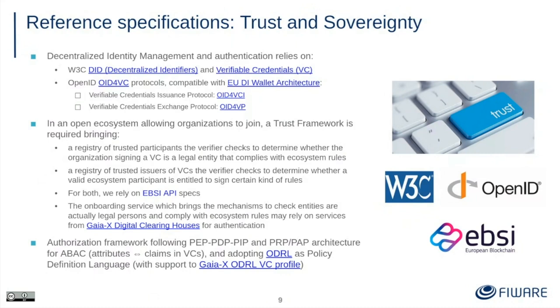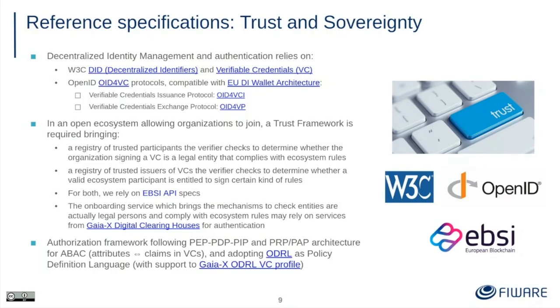In order to have the authorization part of our framework, we're following the well-established PEP, PDP, PIP, PAP architecture for attribute-based access control. Attributes in this case are the claims of the verifiable credentials, and we're building the access control based off that. If you don't have a full understanding of what the PXP stuff means, this will come in the next part of the presentation. But this is the essential architecture that we're using for the authorization and for defining the policies that are actually enforced, those ABAC rules. We are using ODRL.